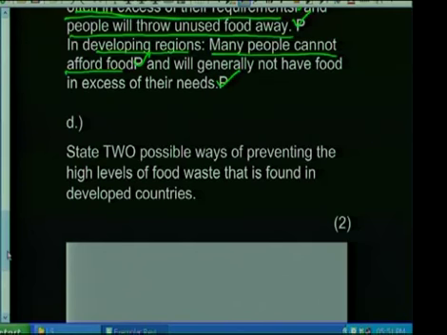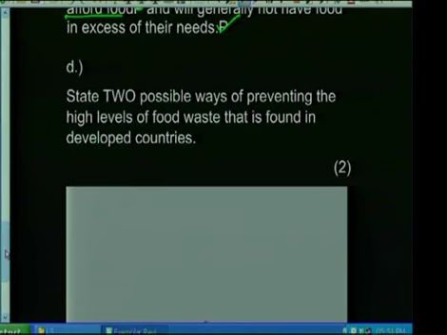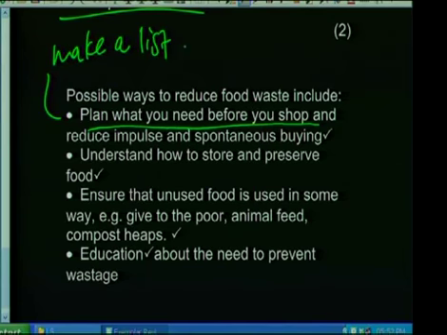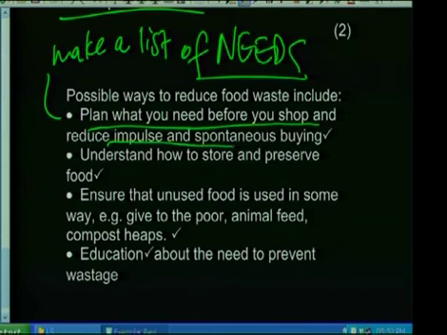State two possible ways of preventing the high levels of food waste that is found in developed countries. Now, in other words, you're giving them advice. How can we bring your waste down? All dealing with food security. The answer there is simple. We plan what you need before you shop. Plan. What do you need? Make a list of needs. Not wants. What you need, not what you want. There's a difference, and we're not going to go into the debate of those two words. And reduce impulse and spontaneous buying.